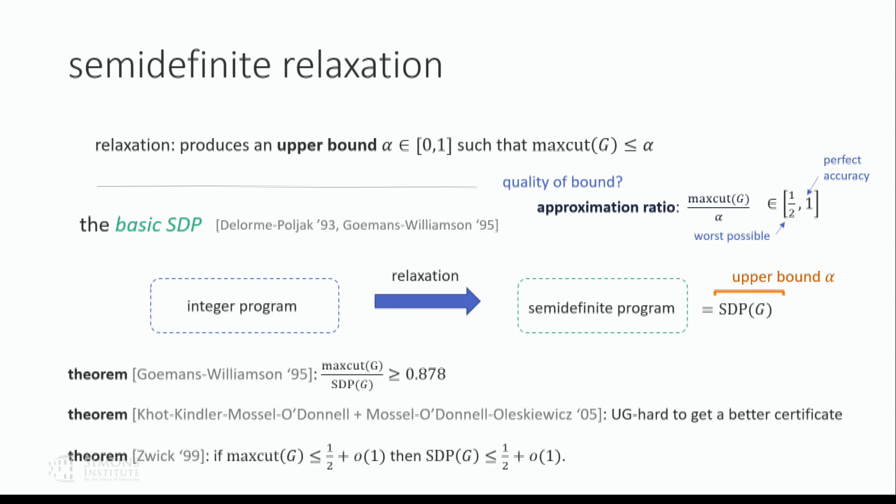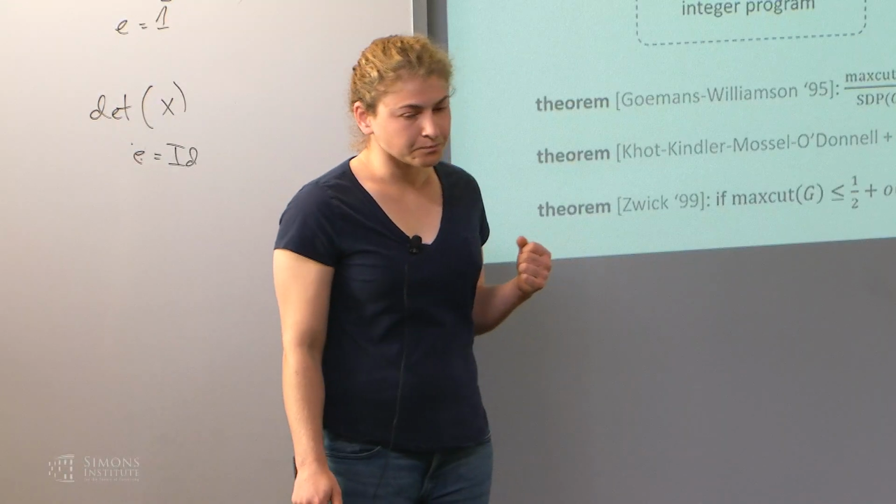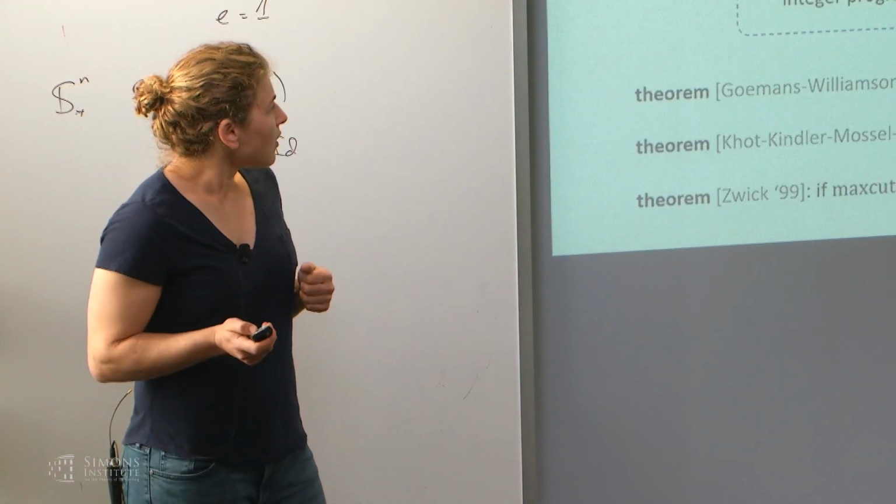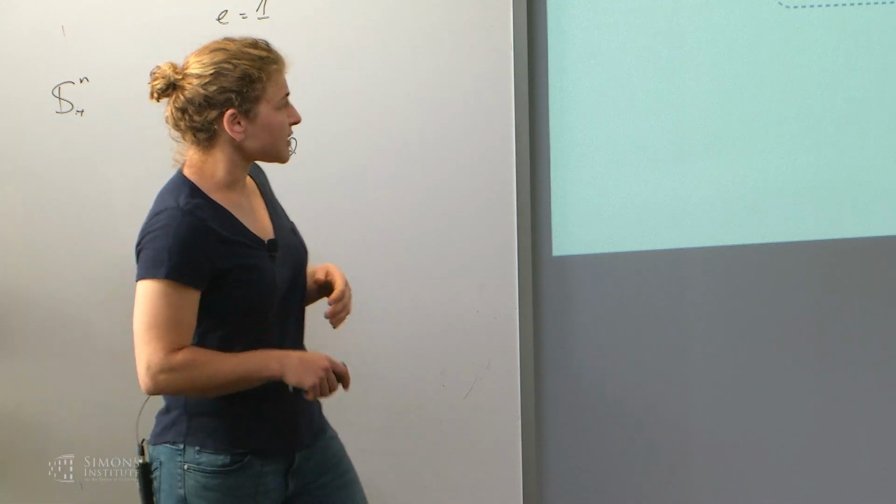Actually, if you're in the case when the maximum cut has value close to half, then you can do even better with a semi-definite programming relaxation. So you can actually certify close to half. So for graphs with small maximum cuts, you can get an approximation factor that's close to 1. All right, so that's it for SDPs.